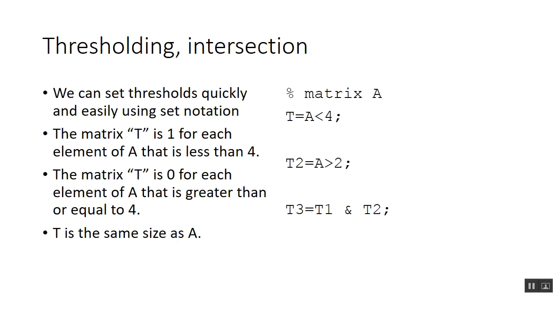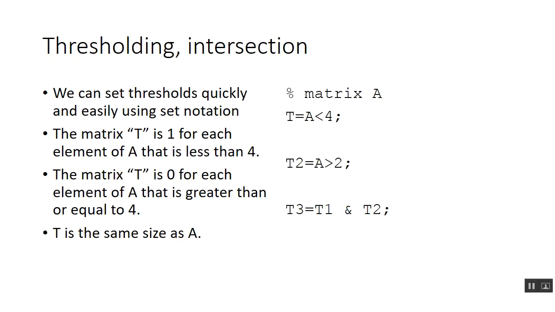A few things to think about as we're doing this. First of all, T is always going to be the same size, the same number of rows and columns as A, because you're asking a question about A, and so it has to answer that question for all the elements of A. So when you're taking the AND command, these also need to be the same size. Okay.